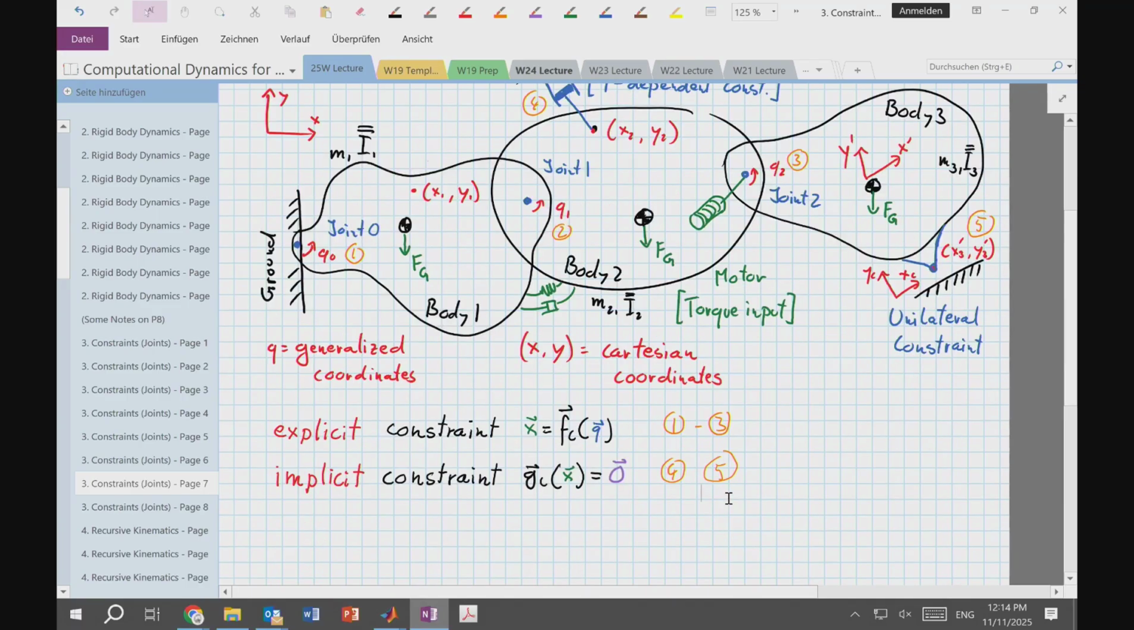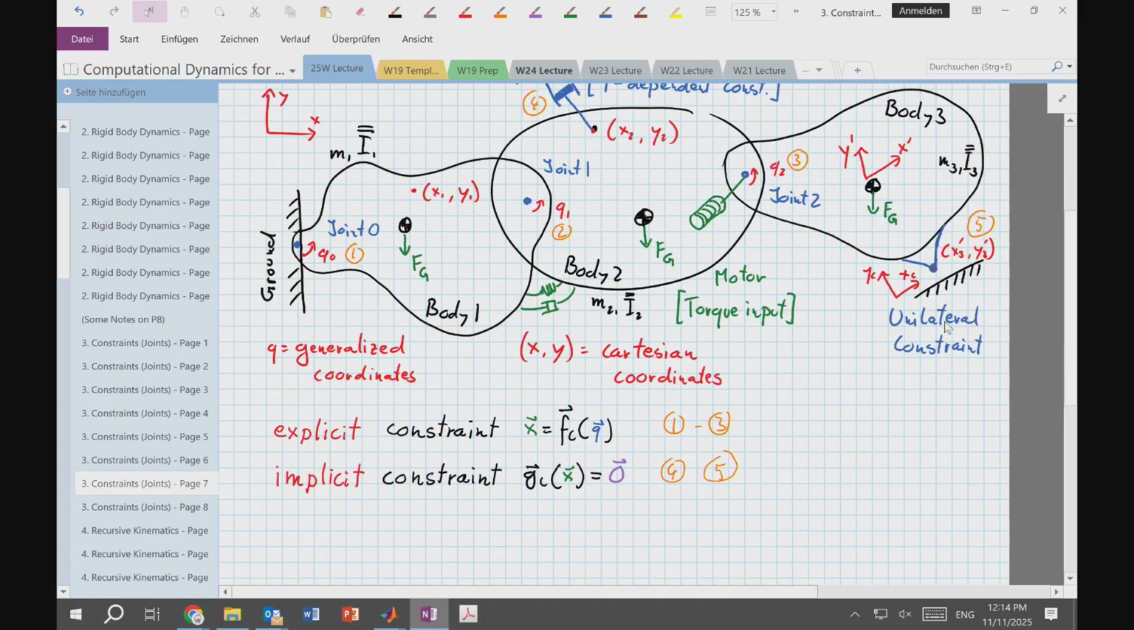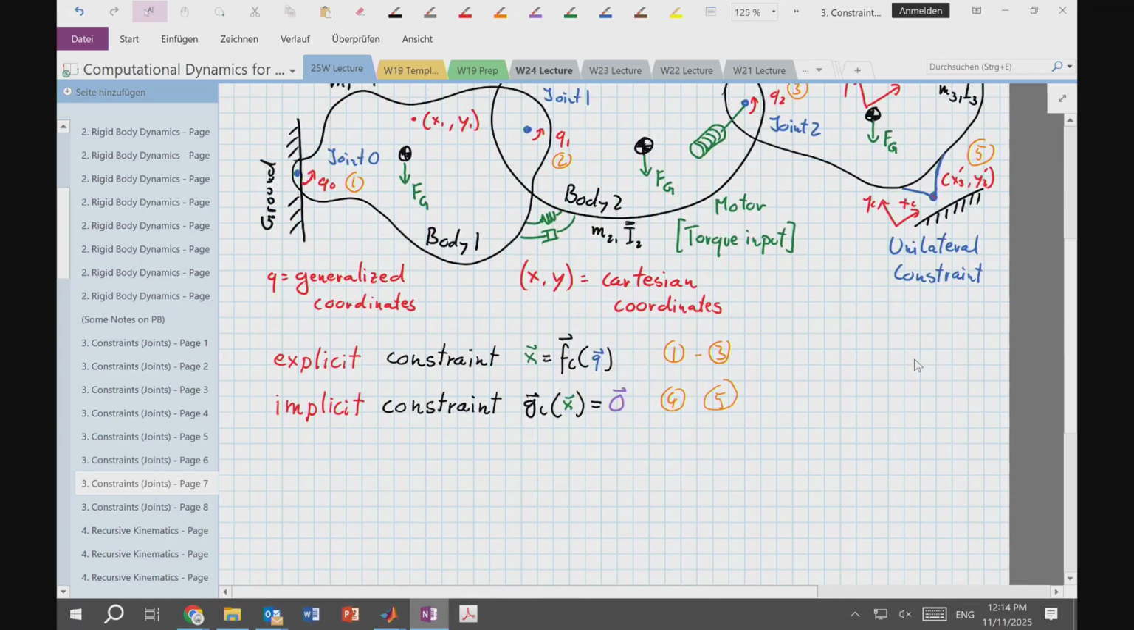Whenever possible, when I have information about what's going on in a joint, use an explicit constraint. Explicit equations are simply easier to work with. If I don't have that, because I have a loop joint or contact or some other special situation, that's when we normally revert to implicit constraints. Next constraint classification: equality constraints and inequality constraints.